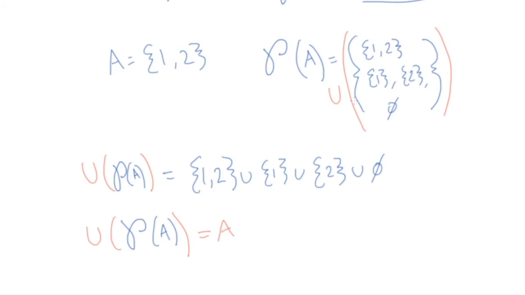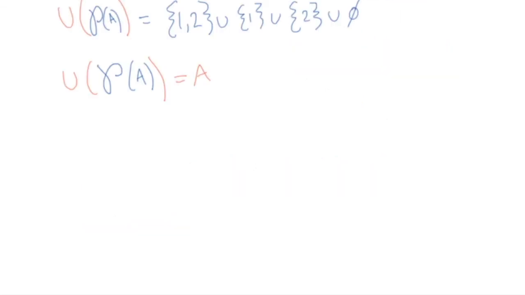And you can kind of see that here, right? A just contains 1 and 2. If we take the union of all these sets, we just get the set containing 1 and 2 again. Now we can also do this kind of notation with intersection.